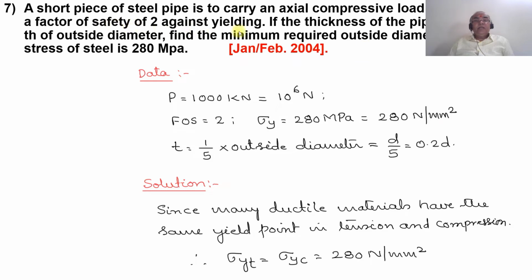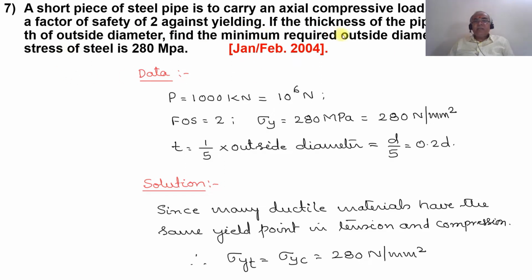So here he has given to carry an axial compressive load capital P, which is 1000 kilonewton. So P is equal to 1000 kilonewton, which will be equal to 1 into 10 to the power of 3 kilonewton, 1 into 10 to the power of 3 into 10 to the power of 3 Newton. So 10 to the power of 3 plus 3 will be 10 to the power of 6 Newton. He has given the factor of safety as 2. Yield stress is given to be 280 MPa, so 280 Newton per mm square.